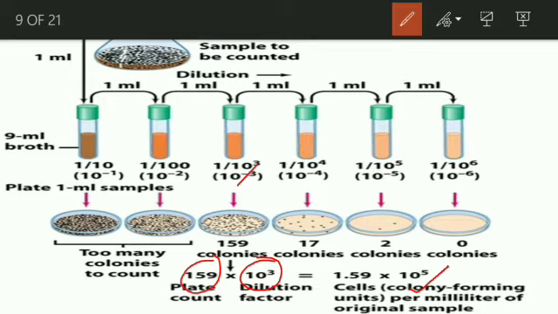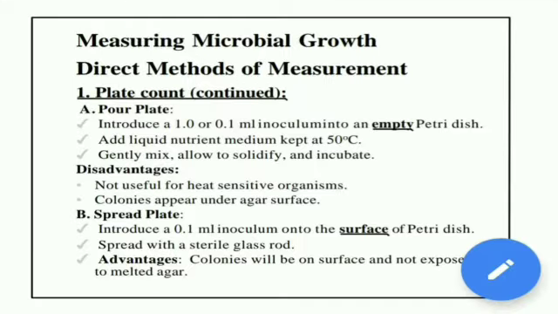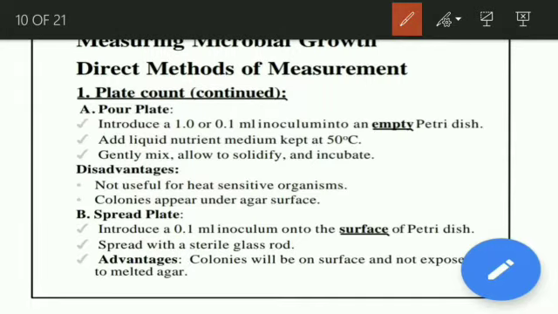This is colony forming units. You could get colony forming units per milliliter of original sample. And now this is serial dilution, and this method can be done in 2 different ways. One is the pour plate method, another one is going to be the spread plate method.